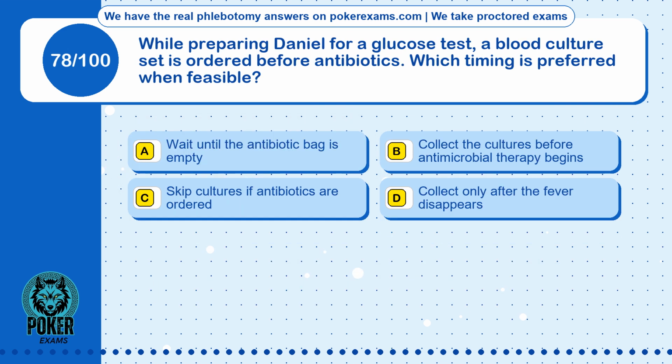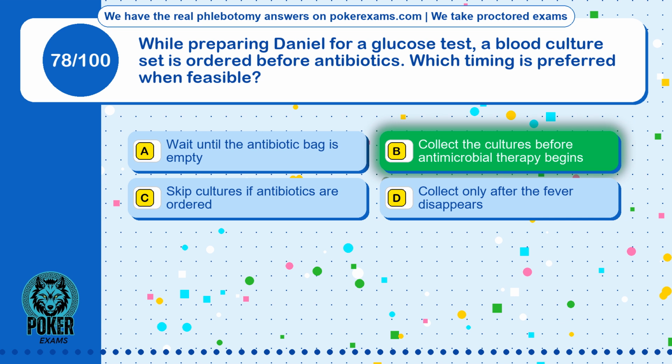Question 78. While preparing Daniel for a glucose test, a blood culture set is ordered before antibiotics. Which timing is preferred when feasible? Option A. Wait until the antibiotic bag is empty. Option B. Collect the cultures before antimicrobial therapy begins. Option C. Skip cultures if antibiotics are ordered. Option D. Collect only after the fever disappears.